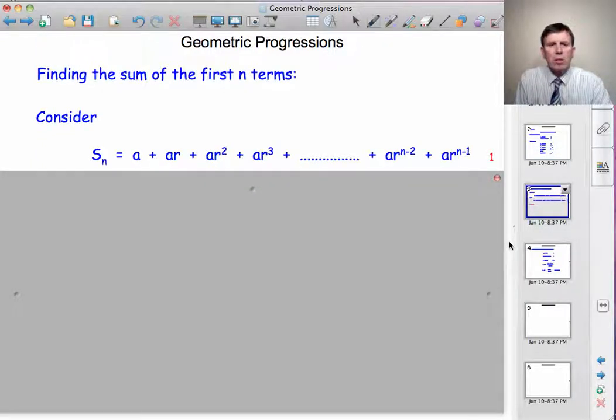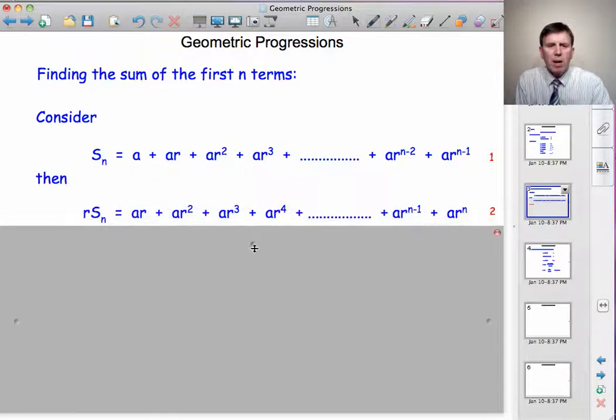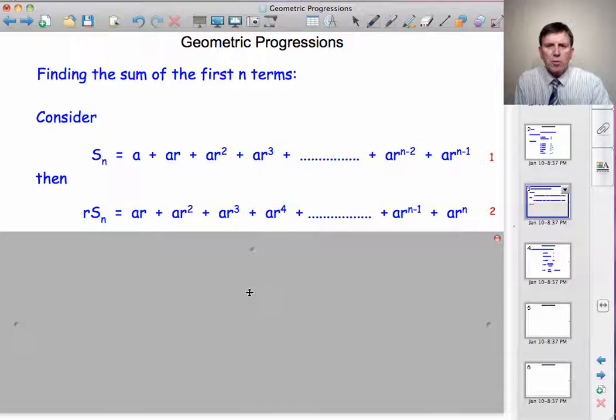We'll now go on to look at deriving a formula to find the sum of the first n terms. So let's consider Sn, the sum of the first n terms. It will be a plus ar plus ar squared plus ar cubed and so on, all the way up to the nth term, which we've already decided is ar to the n minus 1. So the one before that, for instance, would be ar to the n minus 2, 1 less in the power of r. We'll call that equation 1. Now, let's multiply that whole equation through by r.